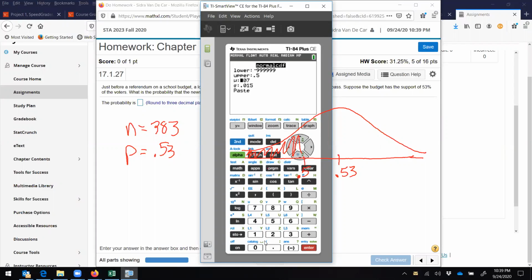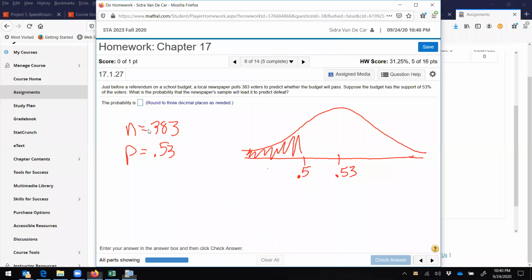When my mean is 0.53 and my standard deviation, I didn't calculate that. So let's see if it'll take the formula. Square root of 0.53 times 1 minus 0.53 is 0.47 divided by 383. Hopefully it'll take that formula. And we get 0.119. So to 3 decimal places would be 0.120.